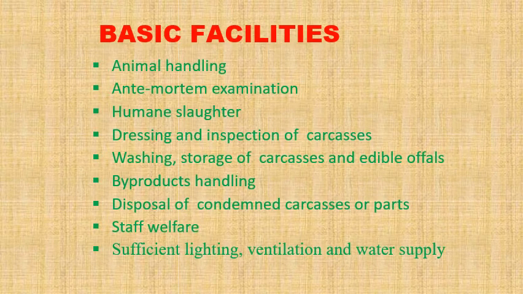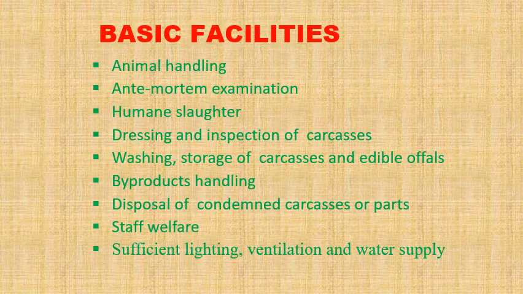So I have discussed some of the aspects related to construction. Now some of the basic facilities. In the first lecture I have told about the essential units and some of their requirements I have mentioned. Here I will tell some of the important facilities and a bit of detail about them. First one is animal handling. That includes the reception area, holding pen and lairage. Then antemortem examination is an important facility. Generally it should be done in the lairage or in the V-race.